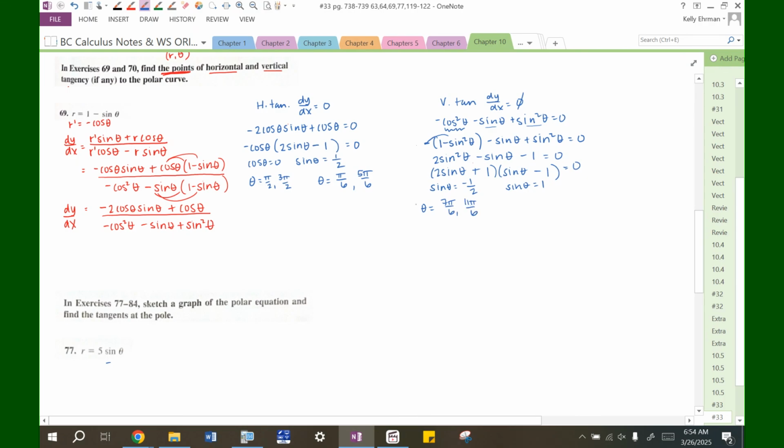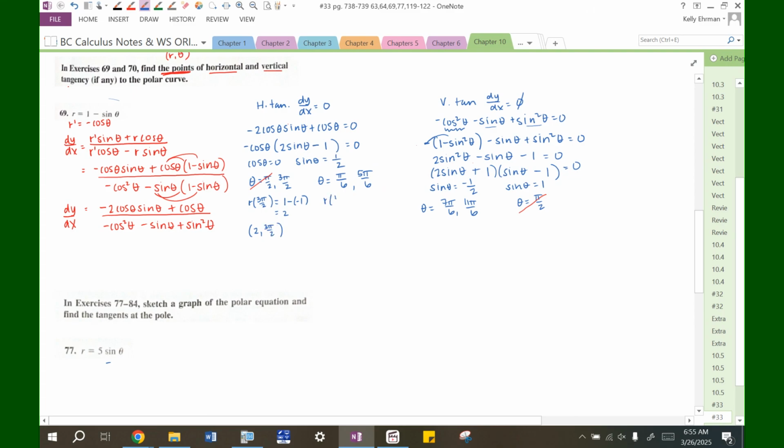So nothing in common with the horizontal tangent. Sine theta is equal to 1 only at the top of the circle, pi over 2. So now it's pi over 2 that they have in common, so we have to throw that out. But every other point is different. So now we need to find the r theta for all of those. All right, so at 3 pi over 2, find r of 3 pi over 2. Plug that back into your r equation here. 1 minus negative 1 is equal to 2. So there's a horizontal tangent at the polar coordinate 2, 3 pi over 2.